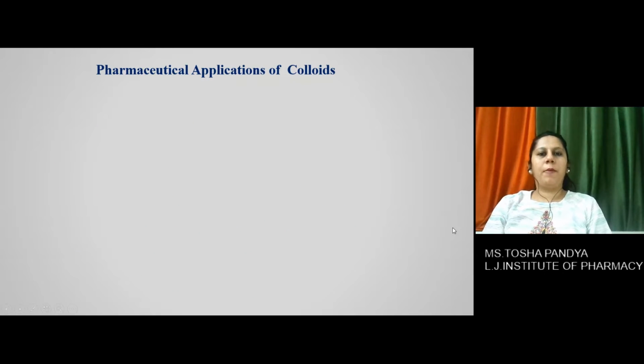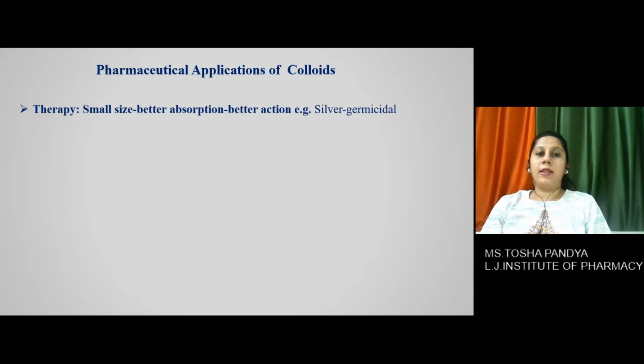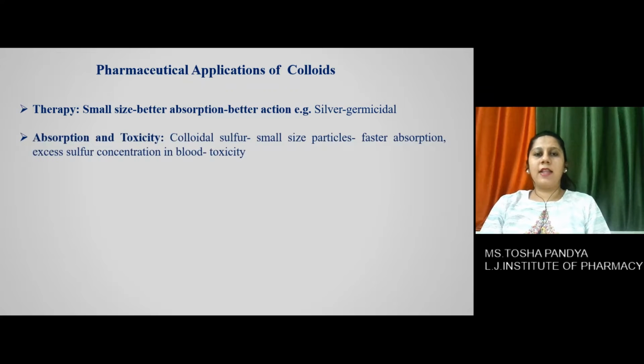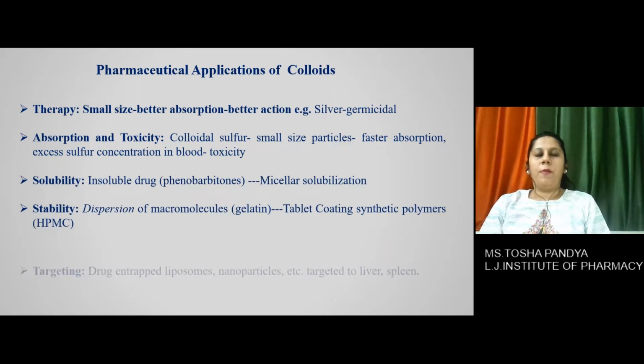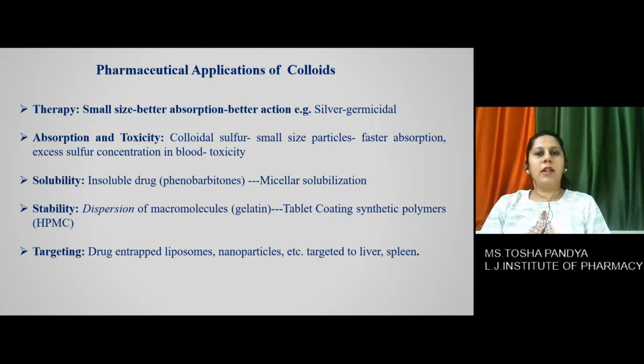Now the pharmaceutical applications of colloids. Due to the small size, they find various pharmaceutical applications, as you will see below. Therapy. Due to the small size, they have better absorption, and the best example is silver. Because of the small size, it has germicidal action. Absorption and toxicity. The colloidal sulfur, because of the small size, has higher absorption, but at the same time, due to higher absorption, it presents greater toxicity in blood.